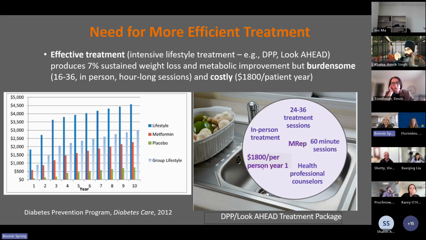And the DPP and the subsequent program, Look Ahead, which was for people who already had diabetes, had all of these things in that kitchen sink: 24 to 36 treatments, treatment in person, 60-minute sessions, cost $1,800 per year, just for a year. The counselors were health professionals, and in Look Ahead, the one for diabetes, they actually gave people their food. They gave them meal replacement. So, okay, but we had no basis of knowing, we know we want to cut it down, but what can we take out and have it still work?